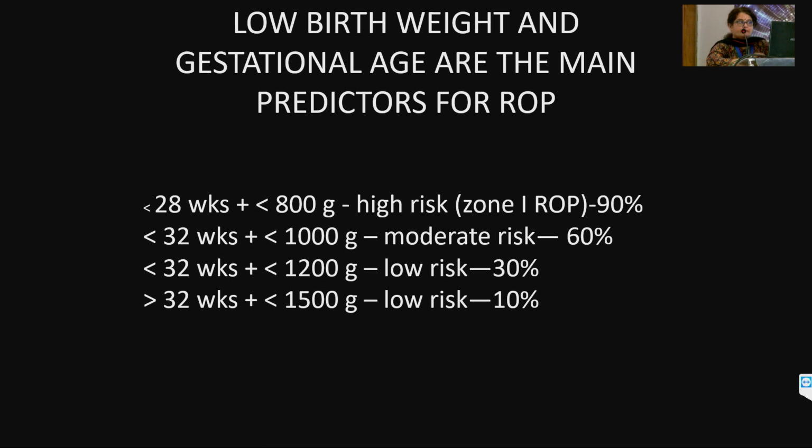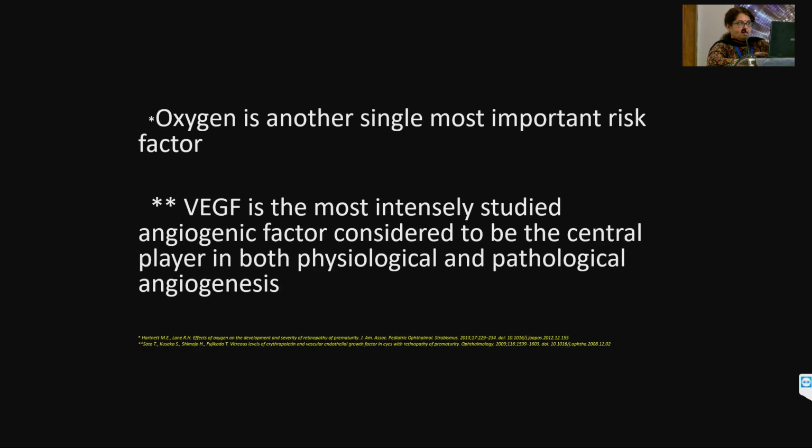Now coming to the predictors of retinopathy of prematurity, a number of predictors have been mentioned in the literature, but the predictors that we are aware of, or what the neonatologists tell us, are mainly low birth weight and gestational age. As all of us know, as the birth weight reduces and the gestational age reduces, the risk is extremely high. And oxygen, as we know, is another single most important risk factor.